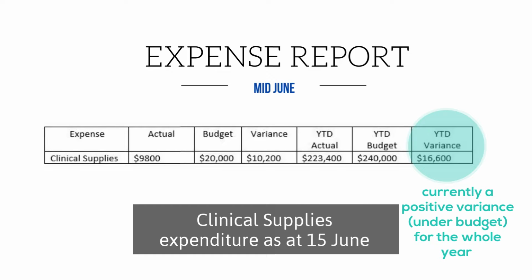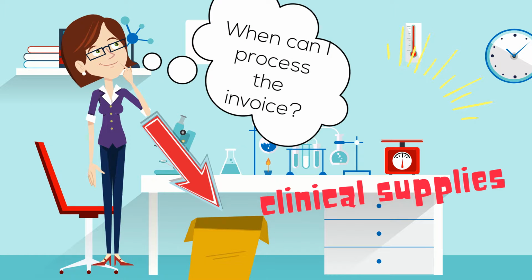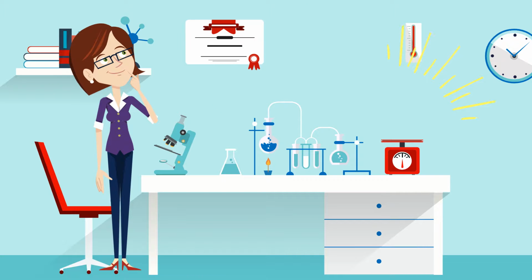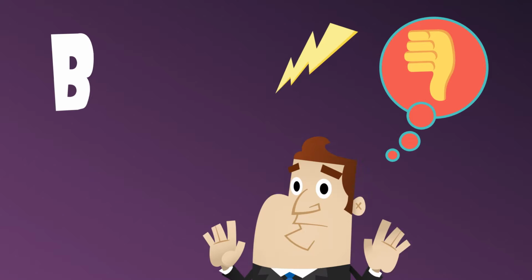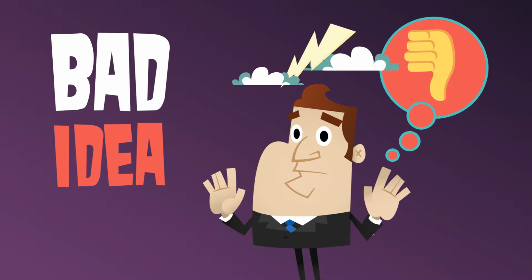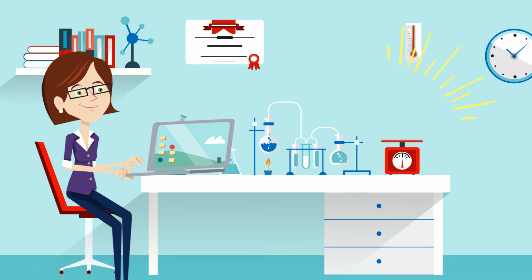However, you placed an order for some extra clinical supplies on the 20th of June. They arrived on the 24th, but the invoice has not been processed. You have two choices. Firstly, you can wait until you have time to process the invoice for payment, probably in July. Not a good idea, as you want the amount to be counted in the current financial year. So the better choice is the second one.